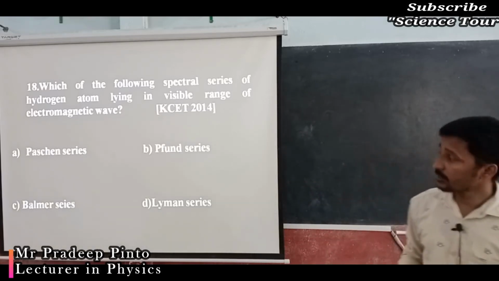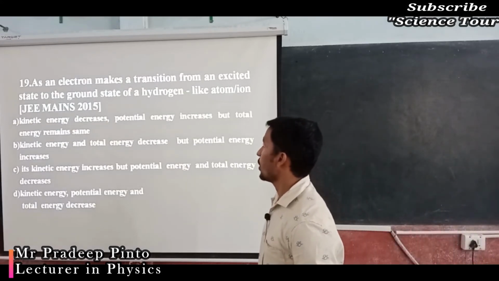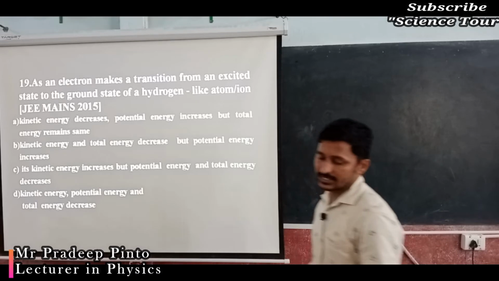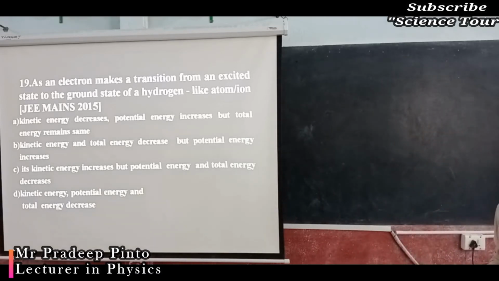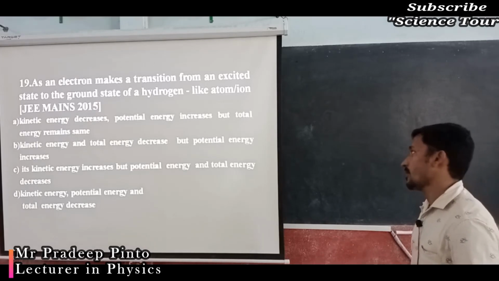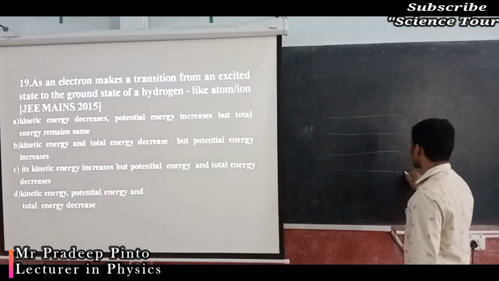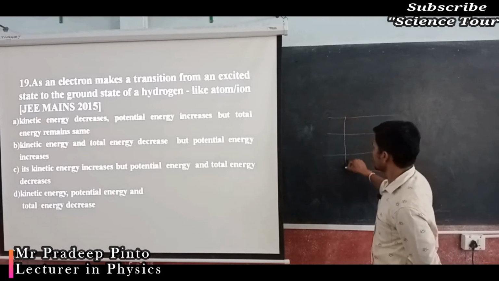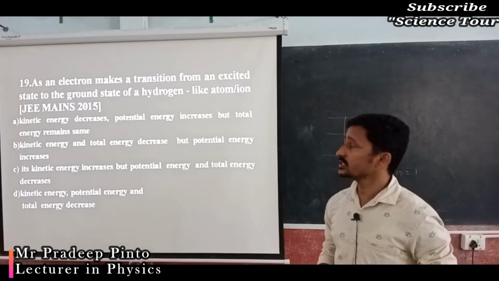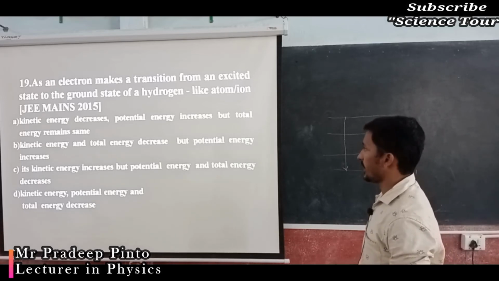Now, moving on to the next question: as an electron makes a transition from an excited state to the ground state of a hydrogen-like atom. There are a number of states, isn't it? The ground state is n equal to 1. We don't know which excited state it is, but it is jumping from the excited state to the ground state.